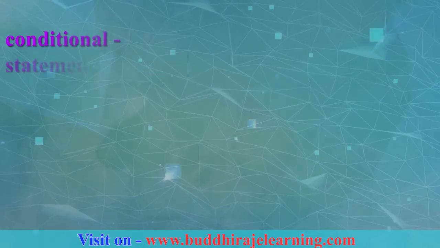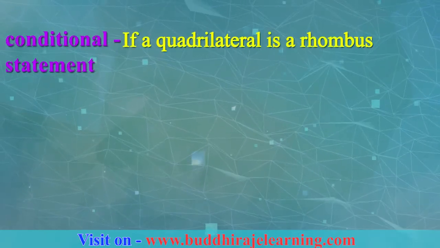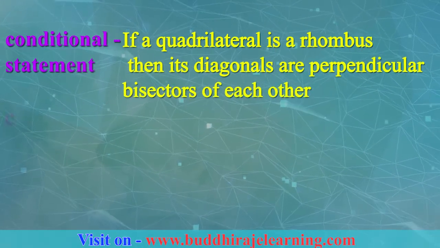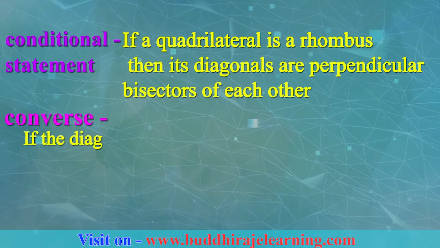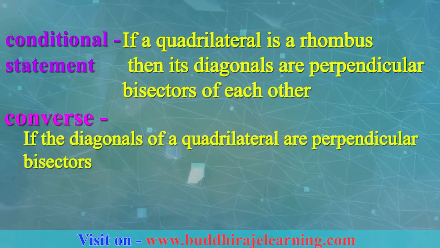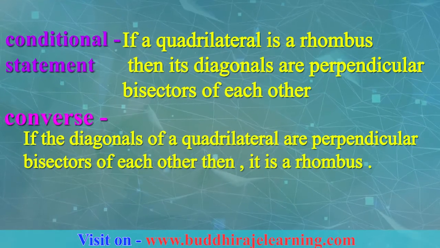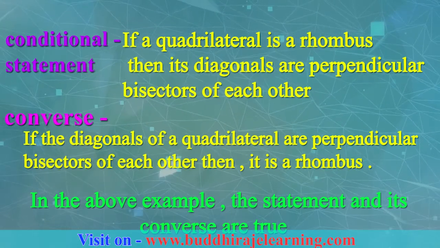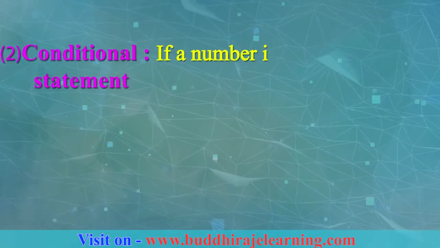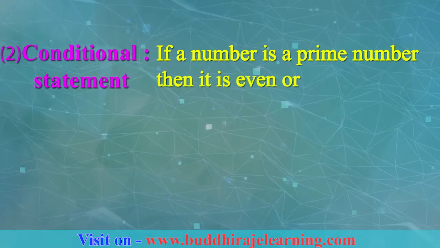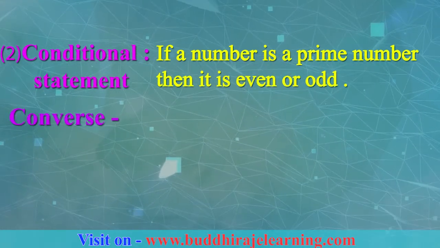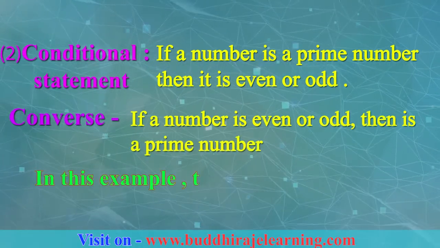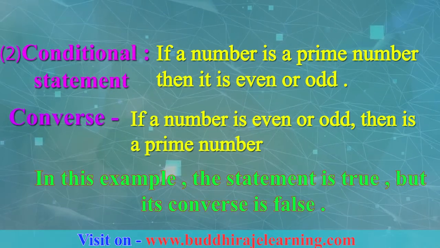Number 1, conditional statement: if a quadrilateral is a rhombus, then its diagonals are perpendicular bisectors of each other. Converse: if the diagonals of a quadrilateral are perpendicular bisectors of each other, then it is a rhombus. In the above example, the statement and its converse are true. Number 2, conditional statement: if a number is a prime number, then it is even or odd. Converse: if a number is even or odd, then it is a prime number. In this example, the statement is true but its converse is false.